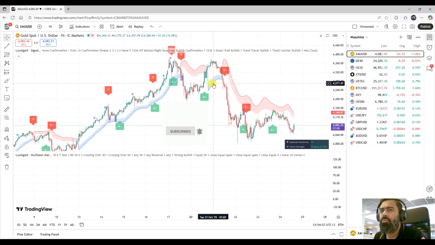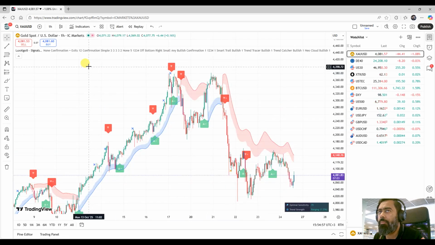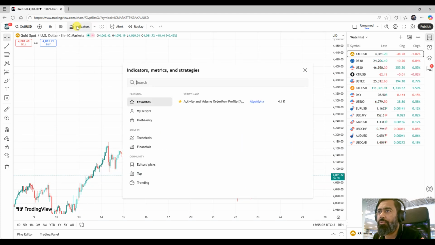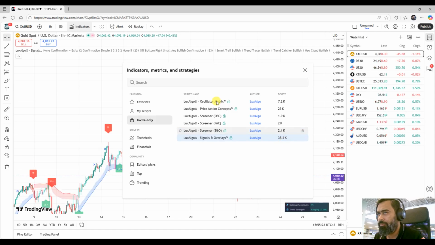Okay, so here we go. Let me just show you how we add it again. We go here in the indicators. I have shown in my previous video how we purchase it, and after that we have to click our TradingView, and the invite-only area will become visible once we refresh TradingView. So we go in invite-only and we click on signals and overlays, and after that we will be clicking on oscillator matrix.